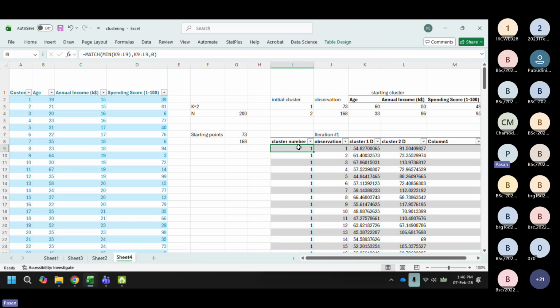So that is what I'm going to do over here using this match command, right? I'm taking the minimum out of K9 to L9, right? So that's these two. If you decide to have three or four centers here, then with three or four clusters there will be three or four columns here, right? So then I'm measuring the minimum between all of them.